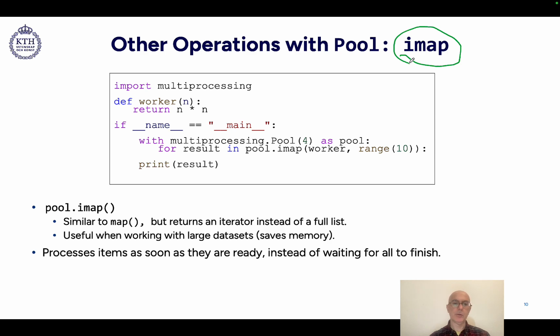The last function we can apply to the pool is imap. It's also similar to map, but it returns an iterator instead of a full list. So it's useful when working with a large data set, and it saves quite a lot of memory. These process items as soon as they're ready, instead of waiting for all of them to finish.